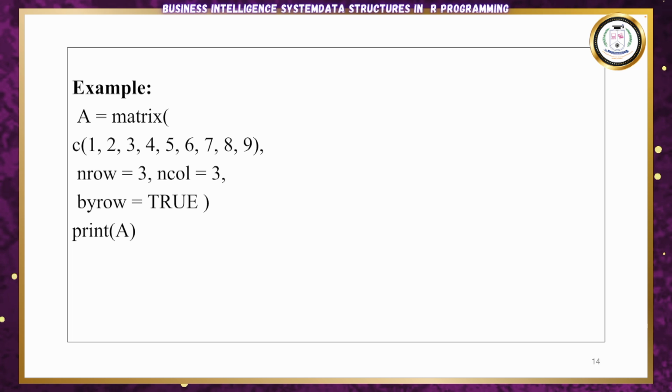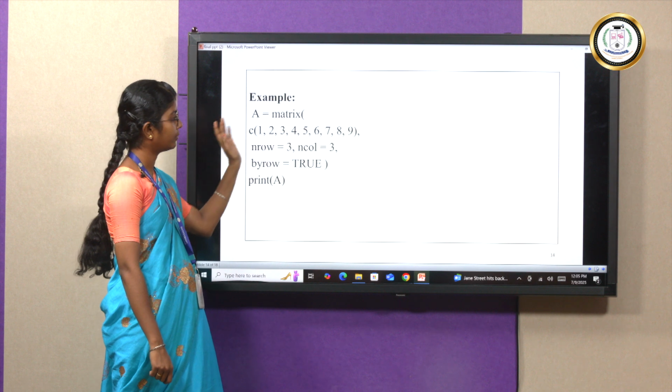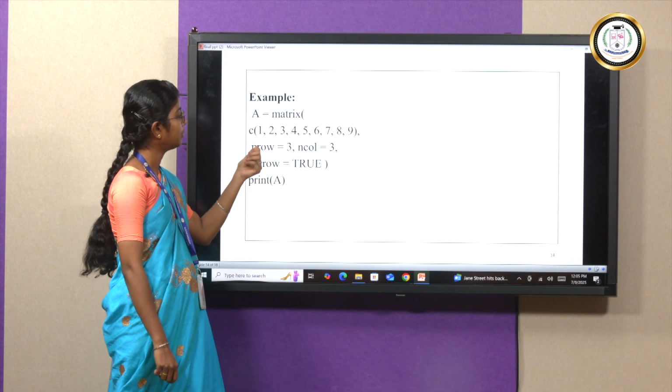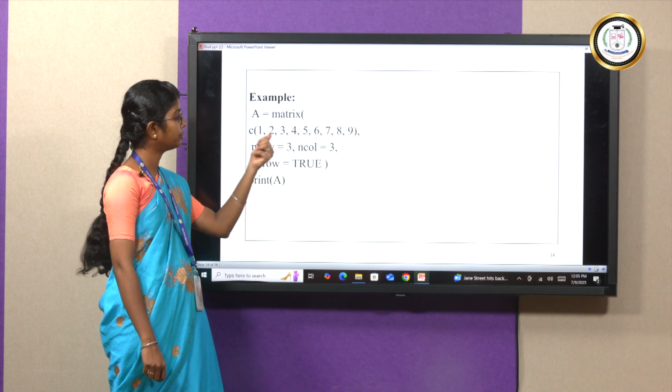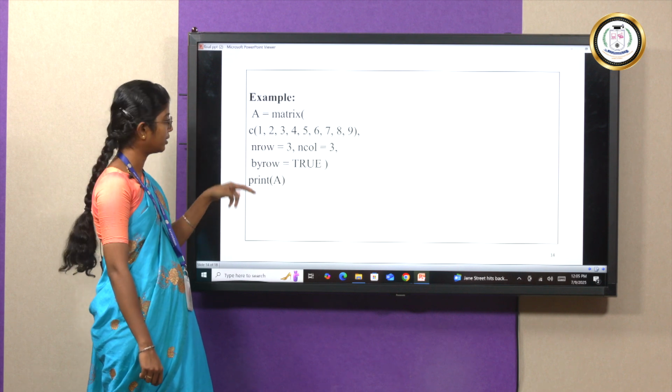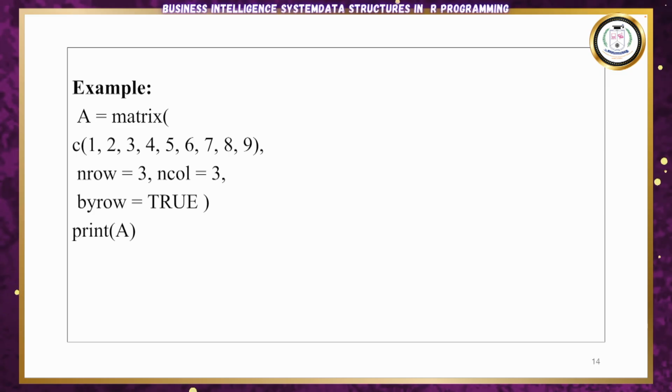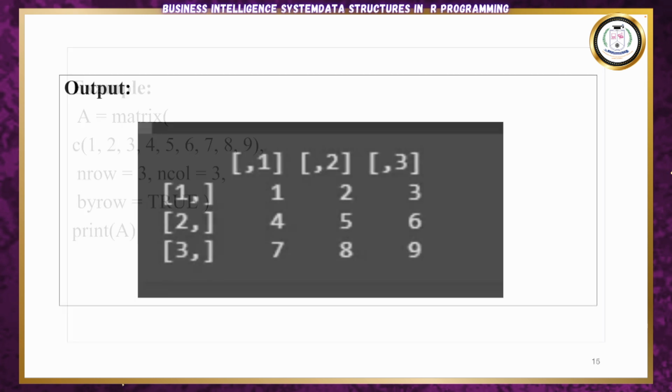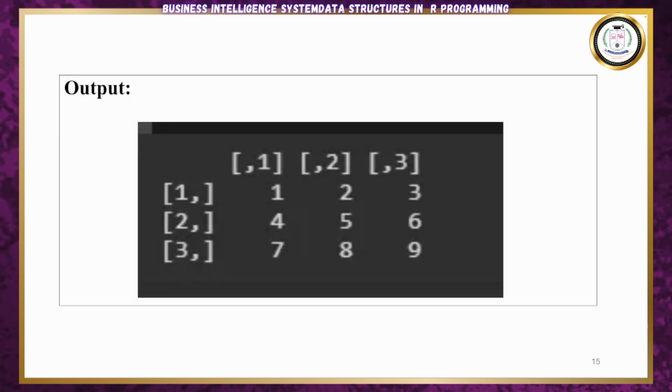This matrix can be declared by the function matrix. So we'll be assigning a variable equal to matrix. In the c, we are giving all the values and we are declaring that the row must be 3 and the column must be 3, and the data must be arranged by row. We are giving print A. So the output is 3 rows and 3 columns, with all the values arranged row-wise.